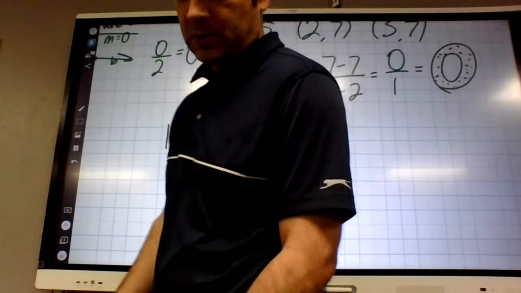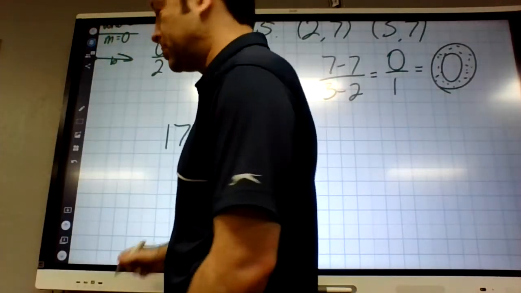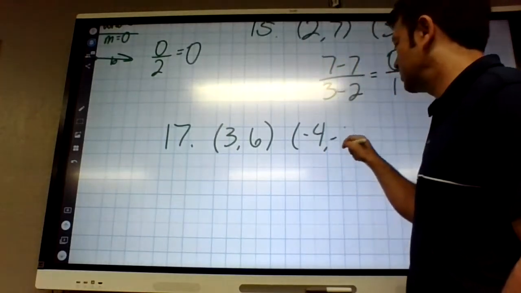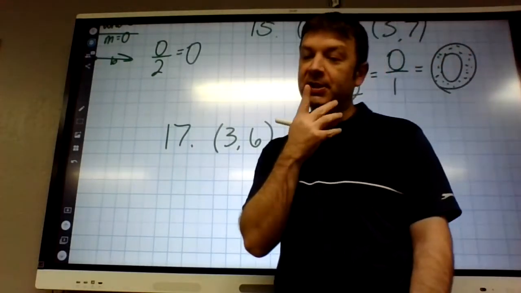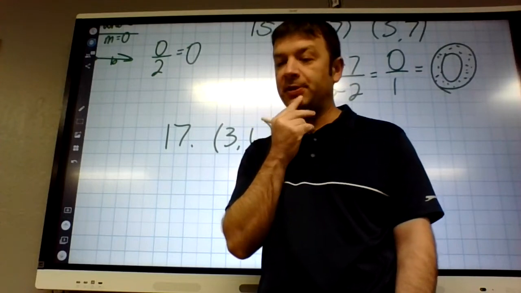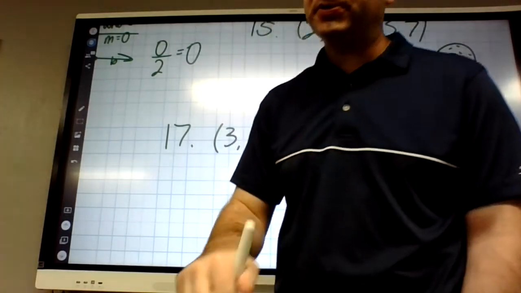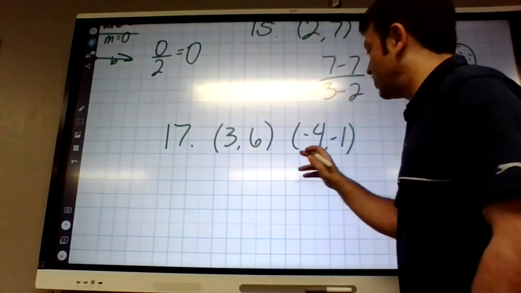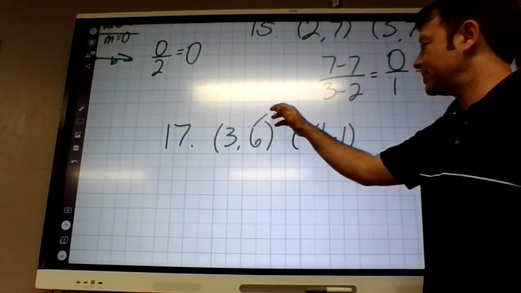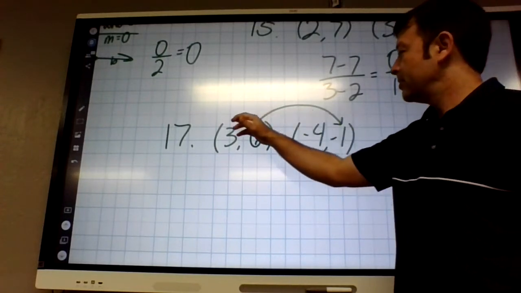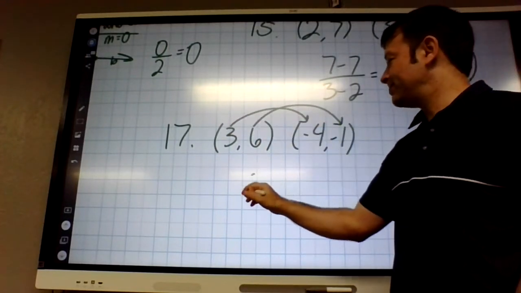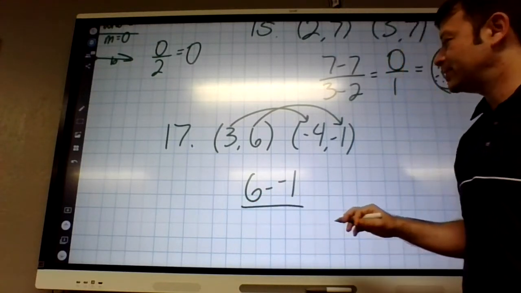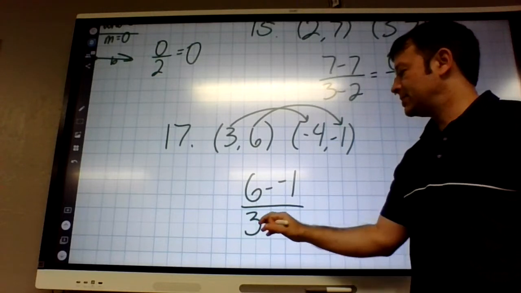Number 17. 3, 6, negative 4, negative 1. Is this the same thing as we just did? Yeah. Why is it in the B section? Probably because they reduce, or are weirder. They're slightly harder. Okay, 3, 6, and negative 4, negative 1. So y minus y. I guess I'll go this direction this time. Doesn't matter. But when you do 6 minus negative 1, that's actually like 6 plus 1. And then 3 minus negative 4.